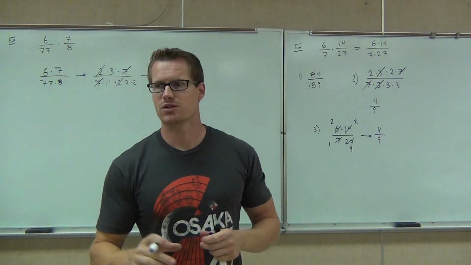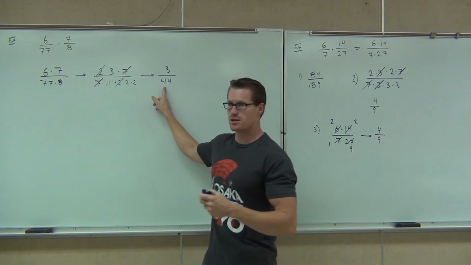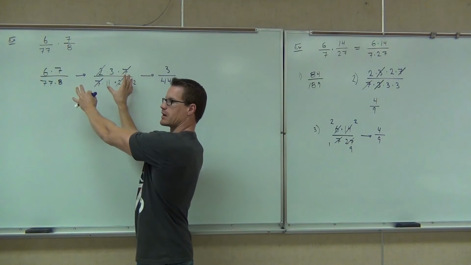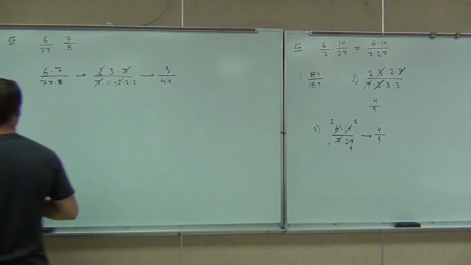This is what's nice about doing the second and third method here: once you simplify it, that's it. I mean, there's no possible way you can go any further simplifying, because it would have been taken care of right there. That's what's kind of nice about that method. Now let's try the other way.